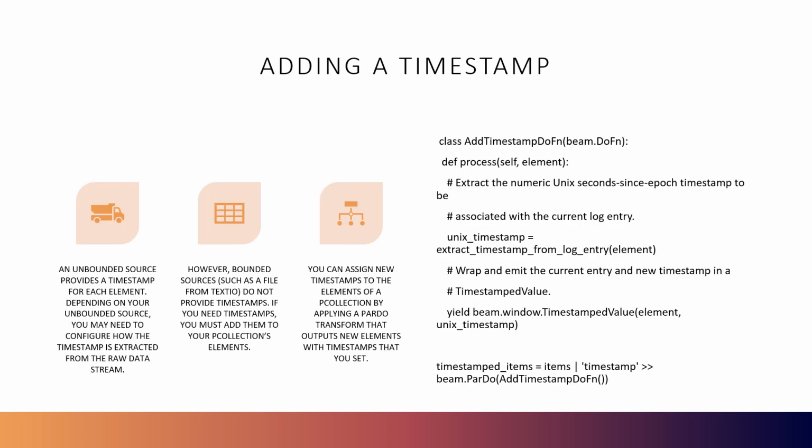An unbounded source provides a timestamp for each element. Depending on your unbounded source, you may need to configure how the timestamp is extracted from the raw data stream. However, bounded sources, such as a file from TextIO, do not provide timestamps. If you need timestamps, you must add them to your PCollection elements. You can assign new timestamps to the elements of the PCollection by applying a ParDo transform that outputs new elements with the timestamps that you set.